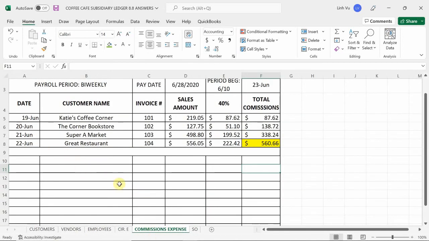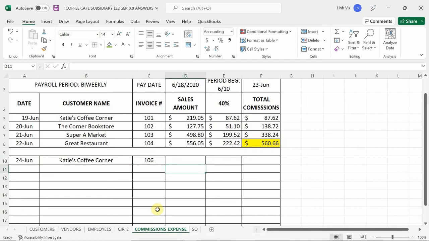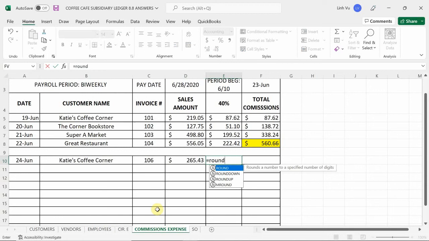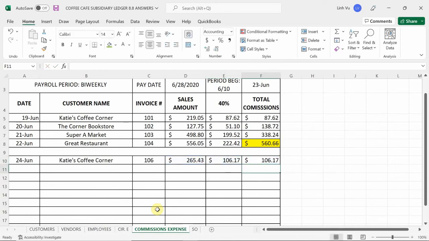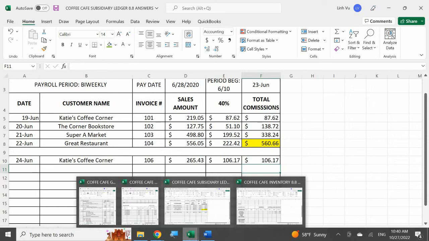So again, we started a new table here. So today is the 24th. He sold to Katie for invoice number 106 for $265.43. So what is 40% of that? 106.17. So right now, after him selling that, we owe him 106.17. Okay. Let's see what's next. Okay, so we did the journal, we did the ledger, we did the subsidiary ledger, we did Albert.